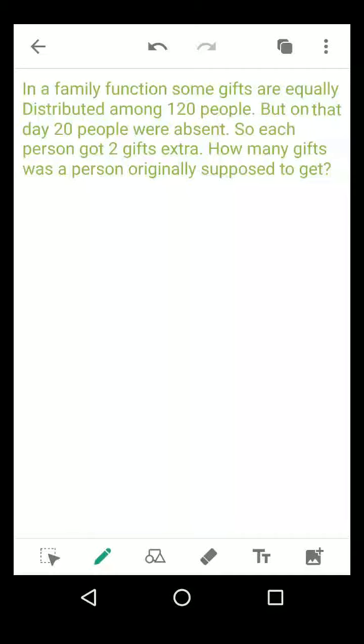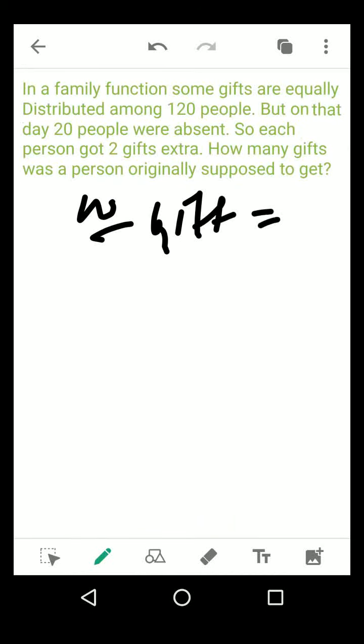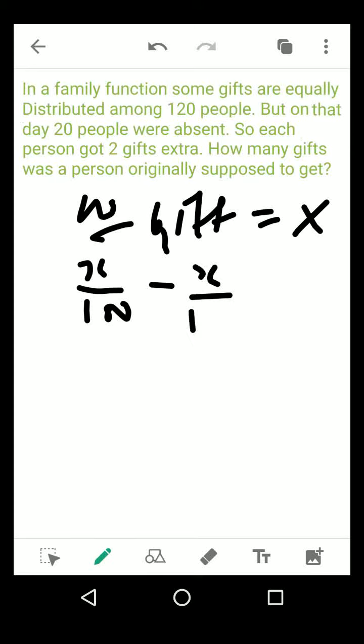So let me take the total number of gifts to be x. 20 people are absent, so now currently the number of people is 100, and each person gets x by 100, minus x by 120, equals 2 gifts extra.